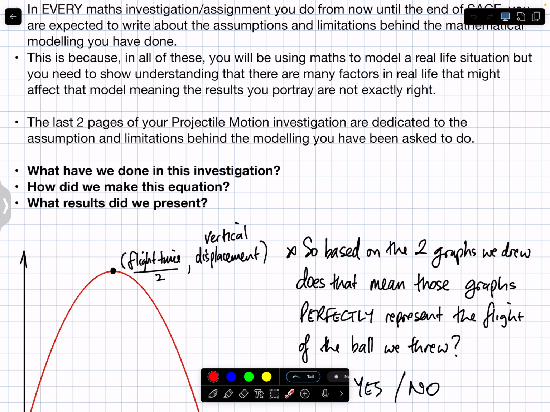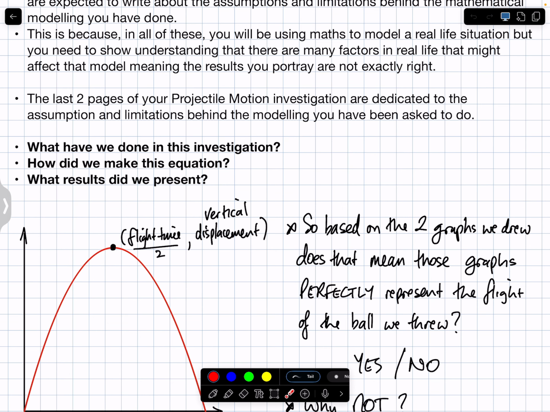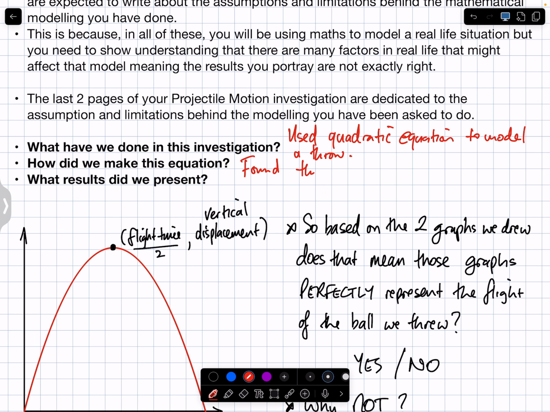So can you tell me, what did we do in this investigation? What kind of equation did we use to model a throw? Starts with a Q. Quadratic. We used a quadratic equation to model a throw. How did we actually make that equation? What was the only thing that we measured? The time of the throw. We found the throw time.